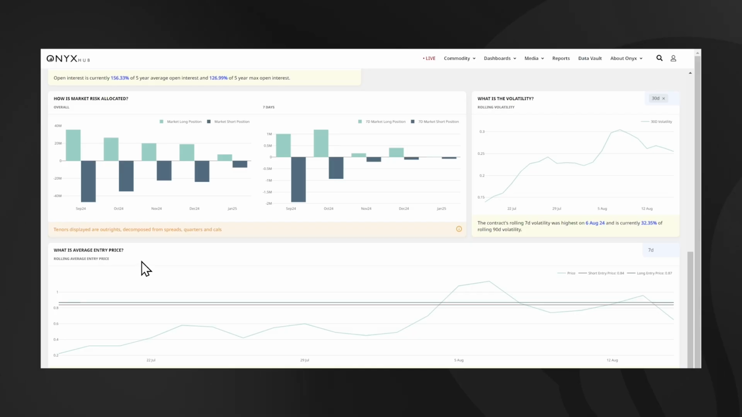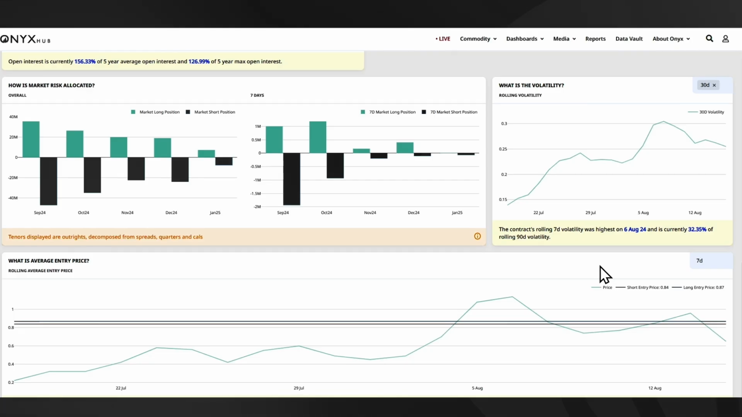As you can see from the widget on our COT dashboard on the average entry prices, this is for the last 7 days, but you can also access entry prices for the last 90 days or, more legacy, the last 1 year. Let's actually focus on the short entry prices. In this graph, you can see three main lines. The light blue line represents the price and the price movements. The brown line represents the short entry prices, and the navy line represents the long entry prices.